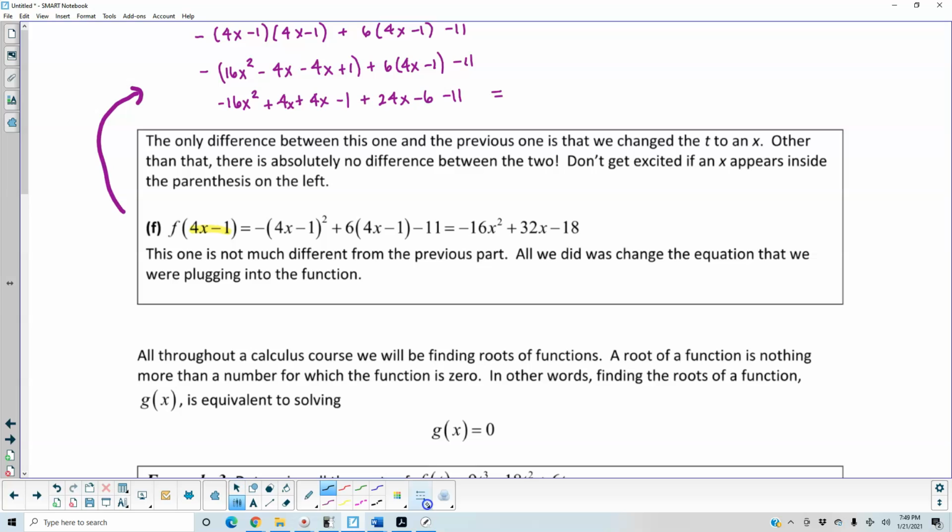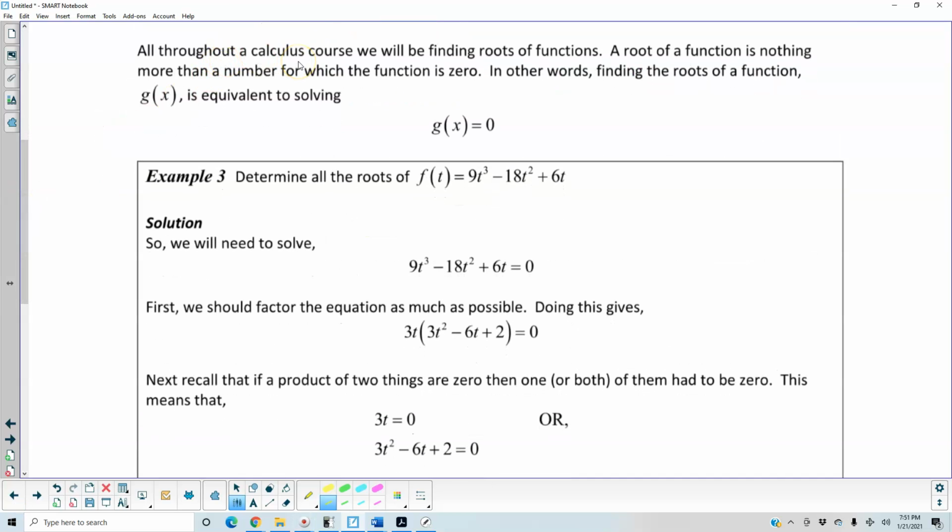So when we combine like terms, we get negative 16x squared plus 32x minus 18. So this one is not much different from the previous part. All we did was change the expression that we were plugging into the function, which was 4x minus 1, and we plug that in for each value of x.